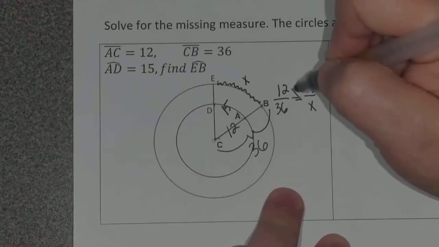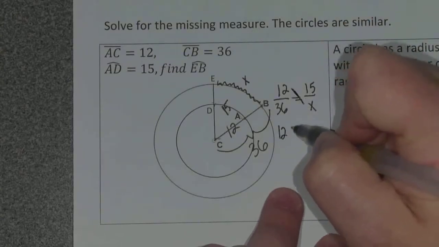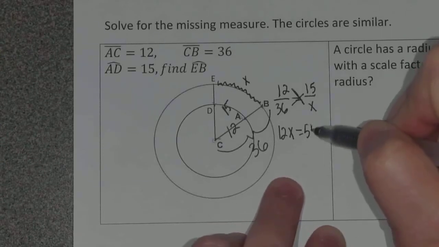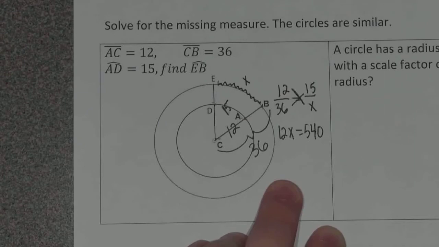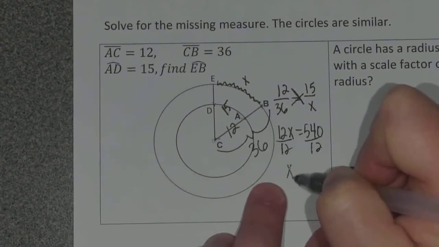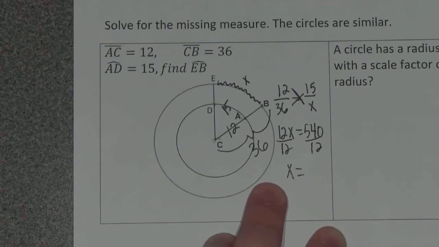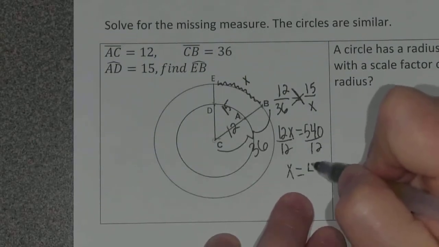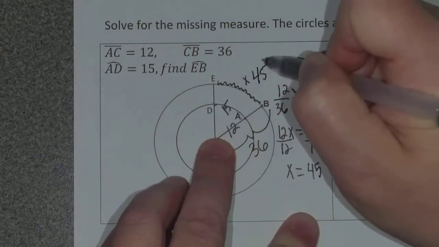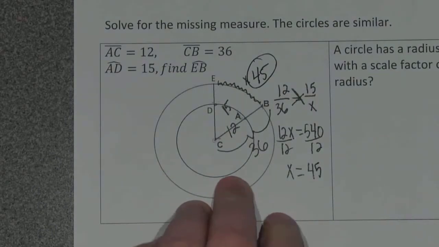So I cross multiply. I go 12 times x. And then I do 36 times 15. Anybody got that? 540, thank you. 540. Next step, divide by 12. So x equals 45. So if this arc is 15, this arc is 45, okay?